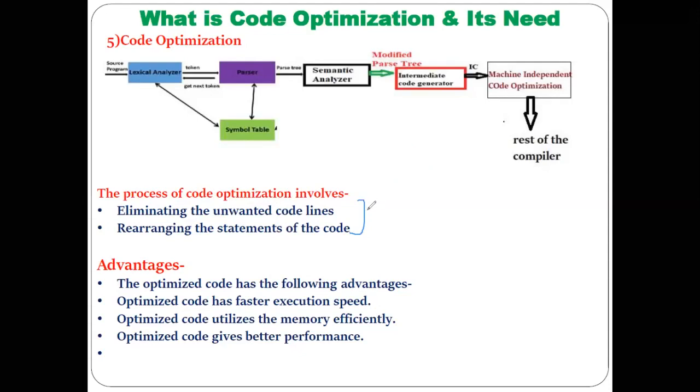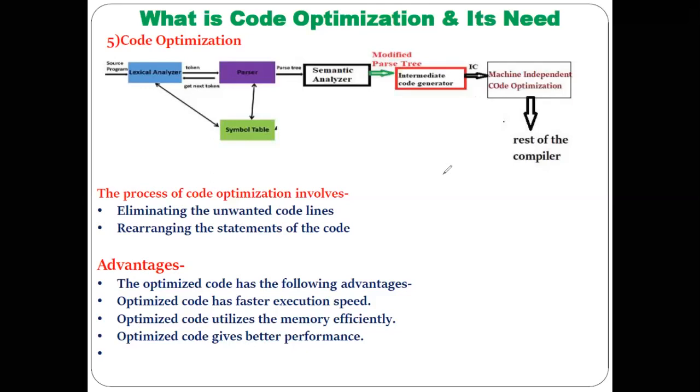Okay. So what are the advantages of doing the code optimization? One main advantage is that optimized code has a faster execution speed. Second, less memory will be required, and because of these two advantages, the performance of your code will improve. The performance of the compiler will also improve, and your compiler will be considered more efficient. Understood? So these are what exactly code optimization is, the need for it, and the advantages of doing it.